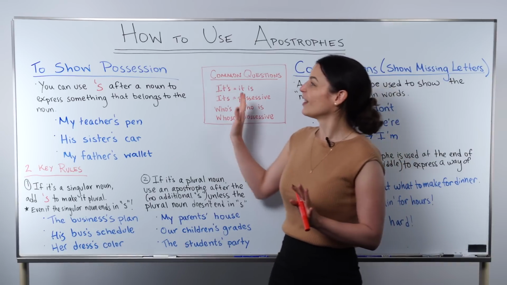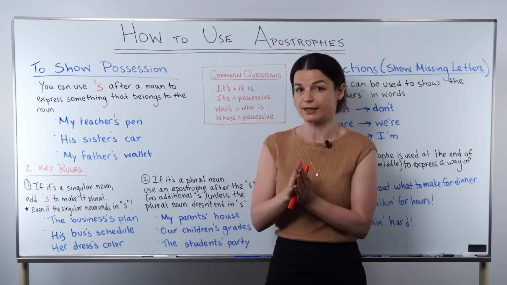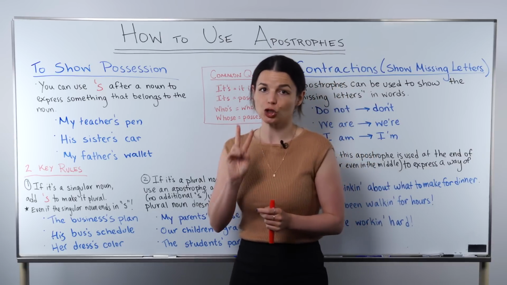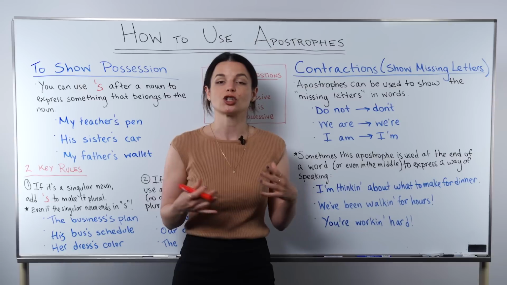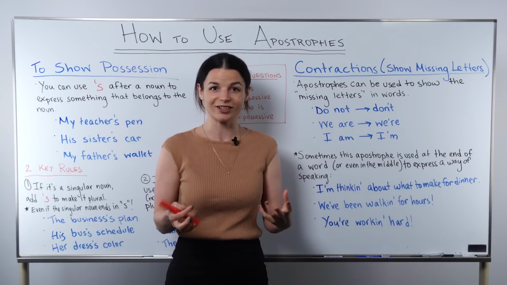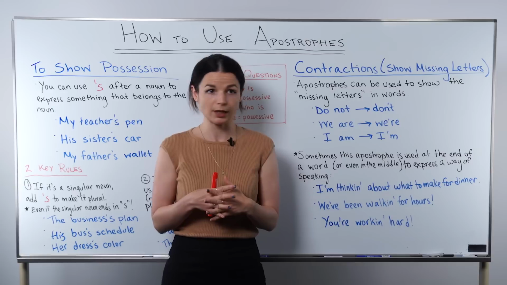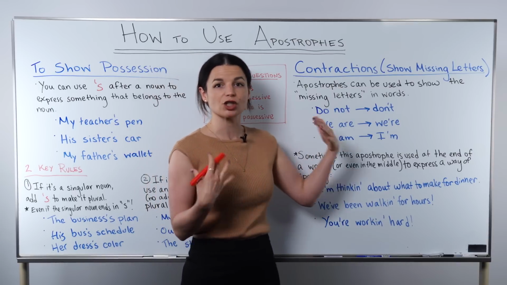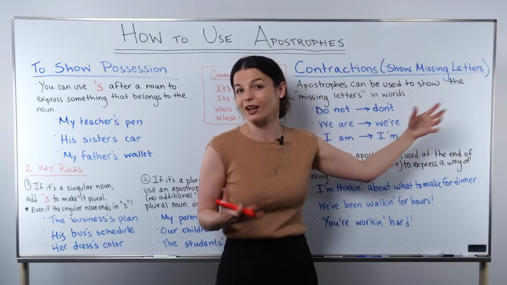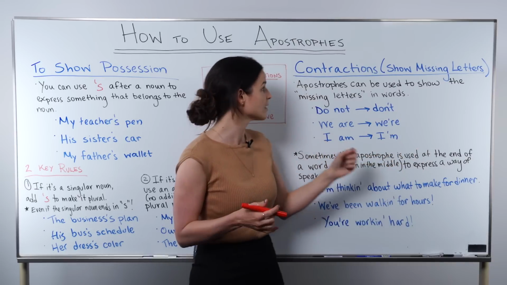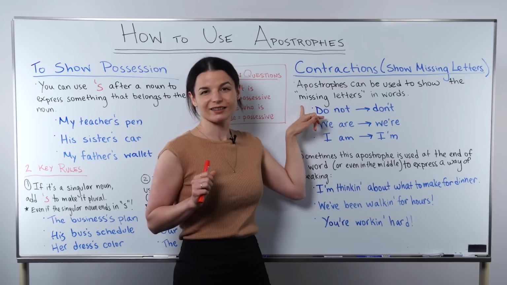Okay, so this is what I want to talk about for showing possession, using apostrophes to show possession. Let's go now to part 2. The other part of today's lesson is using apostrophes to show contraction. So a contraction is the short form or the reduced form of two words generally. So we use apostrophes to represent missing letters. That's one way that you can think of the apostrophe use here. So apostrophes can be used to show the missing letters in words.